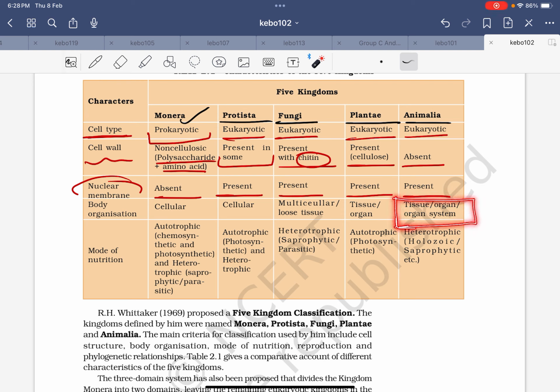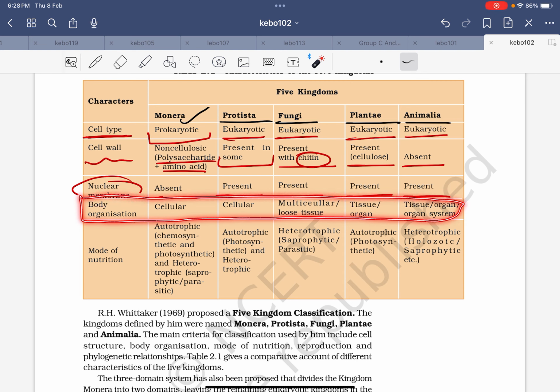This is an MCQ which is going to be asked. You may expect one MCQ from this line, like what is the body organization in the different kingdoms: Monera, Protista, fungi, plantae, and Animalia. Next is mode of nutrition. What is the mode of nutrition in the Monera?